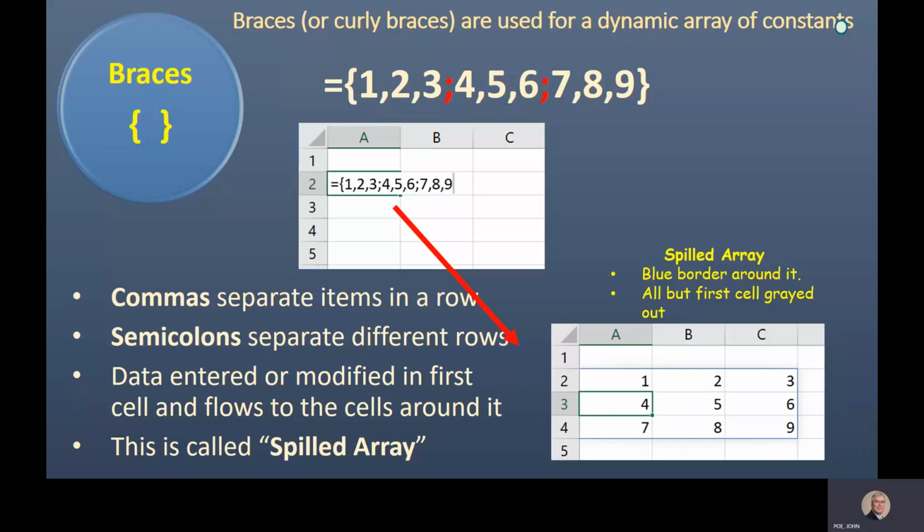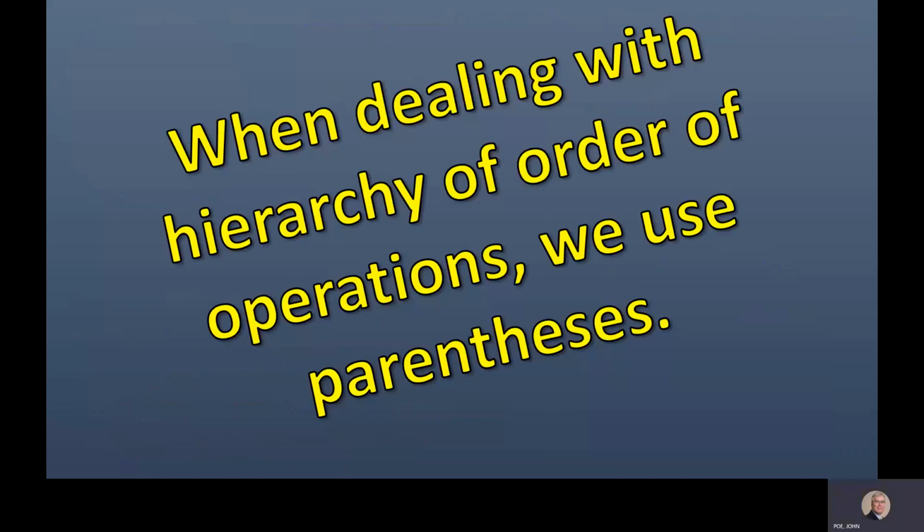Notice that there's a blue border around it, and if you were to highlight any but the first cell, they're actually grayed out. So after the analysis, if we're talking about hierarchy or order of operations, we're really just using the parentheses. We're not using the brackets. We're not using the curly braces. They're for something else.